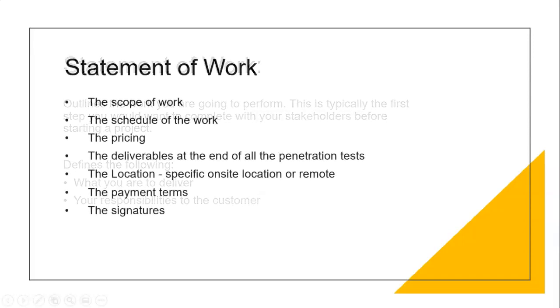The statement of work contains the following parts: the scope of the work, the schedule of the work, the pricing, the deliverables at the end of all the penetration tests, the location, whether it's going to be local or remote. Will you have to go to remote sites? And the payment terms. You need to nail them down on when you can expect to be paid for your services. And finally, if everybody agrees that the statement of work is correct and the expectations have been met, you can both sign off on it and begin work.